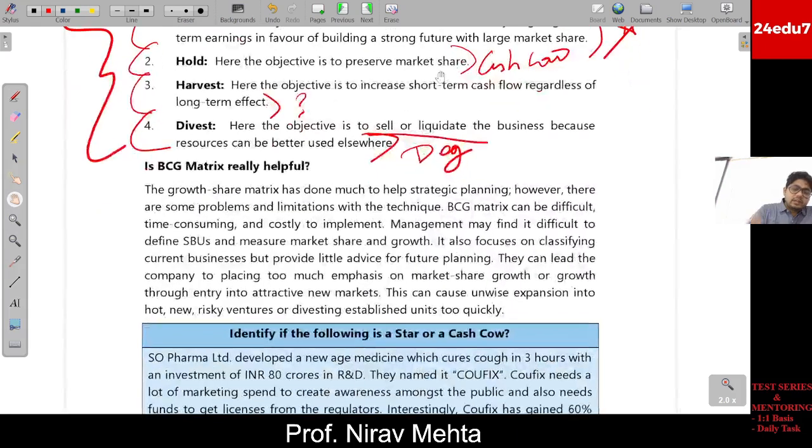Then, is the BCG matrix really helpful? The growth share matrix has done much to help strategic planning. However, there are some problems and limitations with the technique. The BCG matrix can be difficult and time consuming. Management may find it difficult to define businesses and measure market share and growth. It also focuses on classifying current businesses but provides little advice for the future. They can lead the company to place too much emphasis on market share growth or growth through entry into attractive new markets. This can cause unwise expansion into hot, new, risky ventures or divesting established units too quickly.